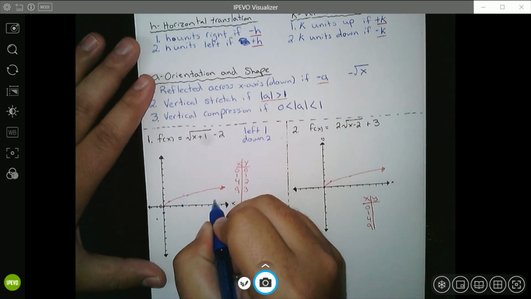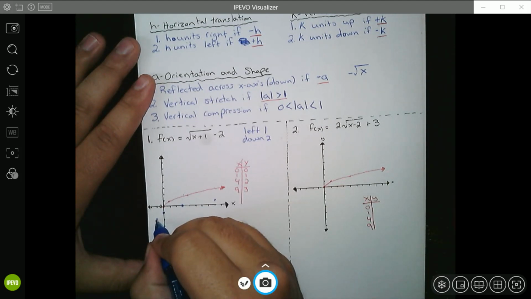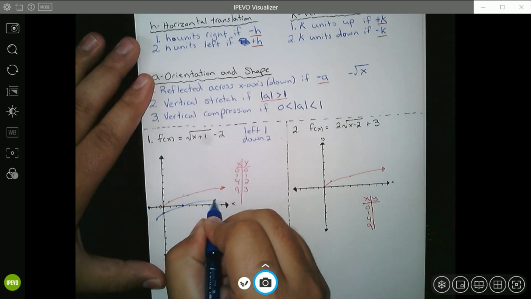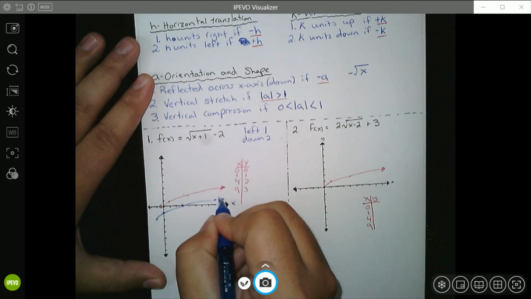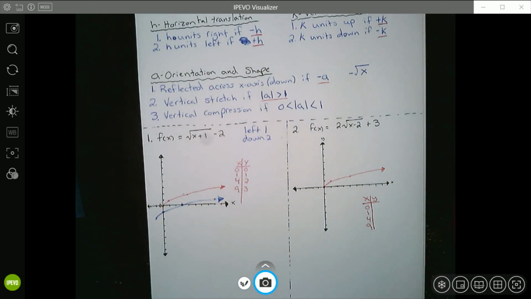Left 1, down 2. So it should look something like that. Okay? And that would be how the graph would look from the translation. Now, to look at it from the standpoint of, let's say I want to graph some values, the values will correspond to their appropriate coordinate.